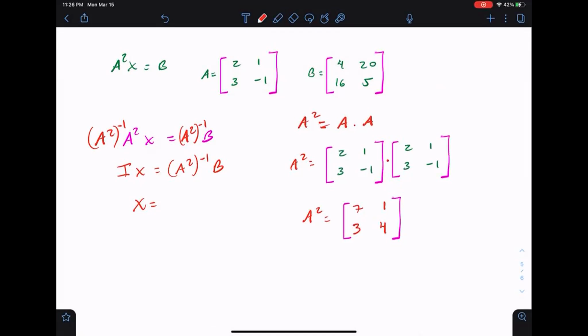Yeah, that's right. Now that you have a square, what do you need to do? You need to find the inverse of that, right? You need to find the A inverse of this new matrix. So you need to find the inverse of this guy, right? You can compute that.